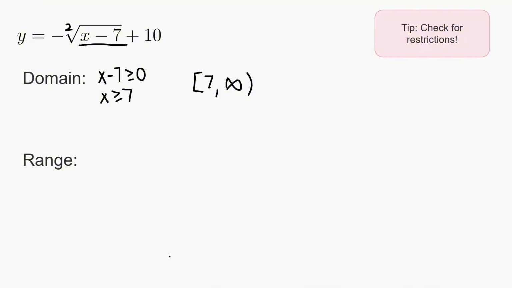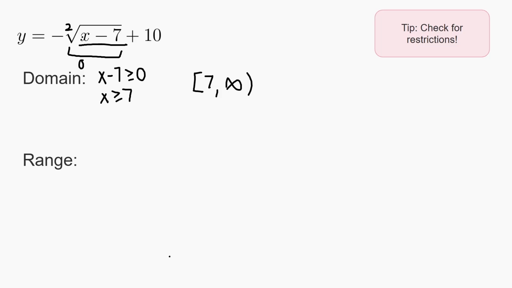Now, let's take a look at this range. We have negative the square root of x minus 7, plus 10. As you can see, like we mentioned before, this square root, the minimum value it can be is 0. And the maximum value it can be is infinity. So, when this is 0, our y is going to be 10.